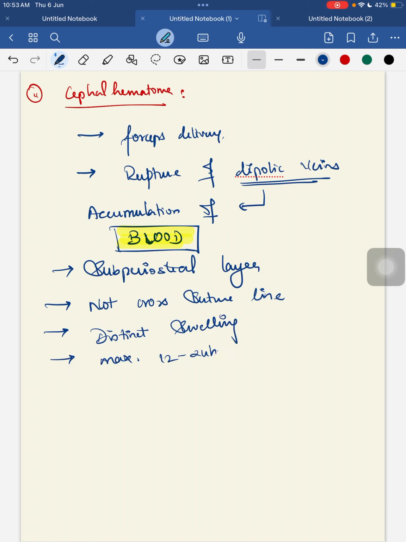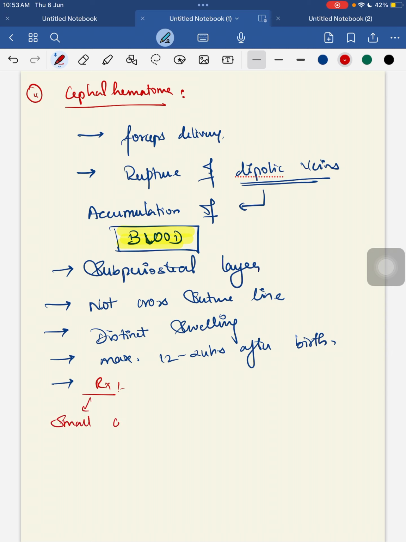Next, occasionally this cephalohematoma can be calcified. That cephalohematoma can become a calcification and cause a boggy swelling also, and this calcification can be present for several months in the child.